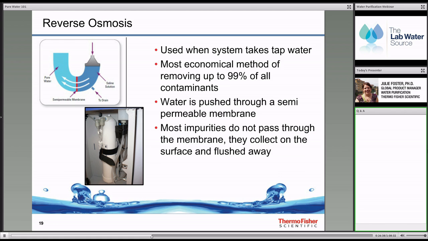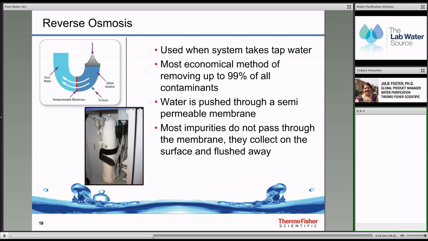So we're going to do a little bit of a deep dive here about each of the technologies so that you can get, again, more informed as to why they're important, why you might change them, and when you don't change them on time, what the repercussions can be. So we'll start with reverse osmosis.